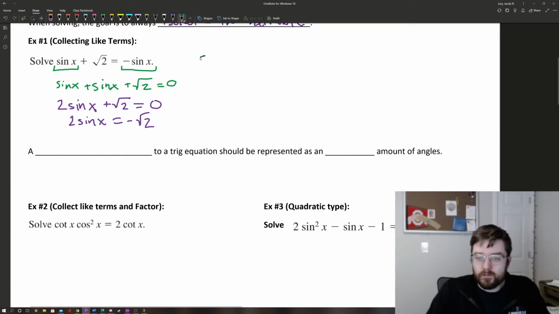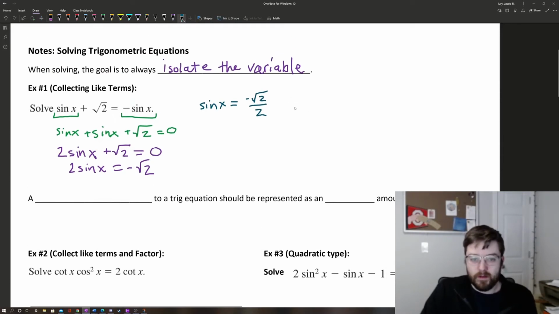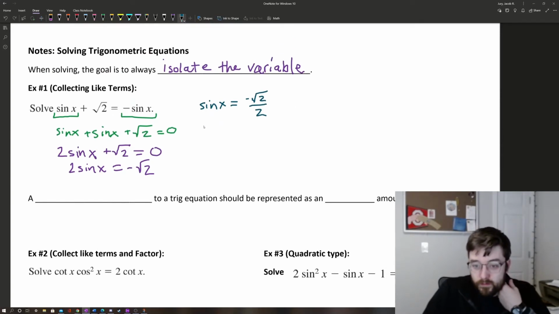And if I keep on moving, I see the 2 multiplied by sine, and I want to divide both sides by 2, so I'll end up with negative radical 2 over 2. Okay, so this is looking familiar now. We have sine of x equals negative radical 2 over 2.